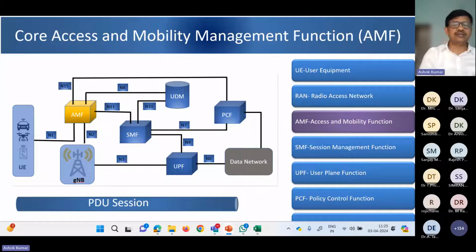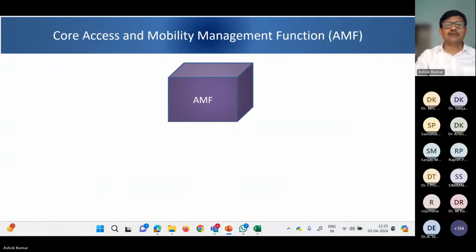Now we will try to understand the function of AMF, the access and mobility function. First of all, the AMF is a control plane network function. That means user data is not required to be handled by the access and mobility function. As the name suggests, access and mobility function. Sometimes we also call it core access and mobility function.